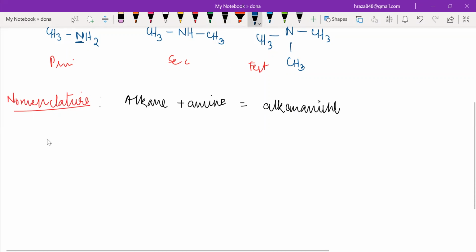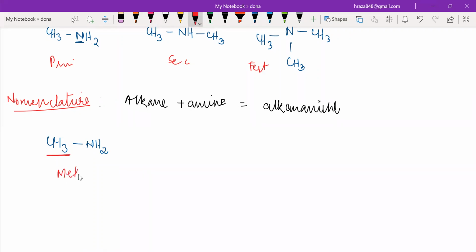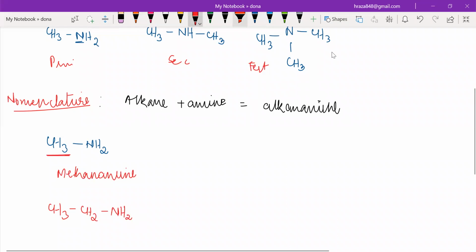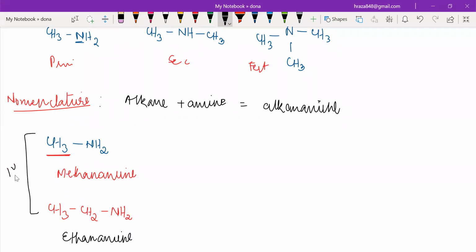So if you have this, what is the name? You can see only one carbon containing group is there and one carbon is there. That means methane amine. Can you name this? Just let me know the name. Ethanamine? Yeah, its name is ethanamine. And these both are 1 degree or primary amine, right? Yes, primary amine, because it's attached to one carbon.